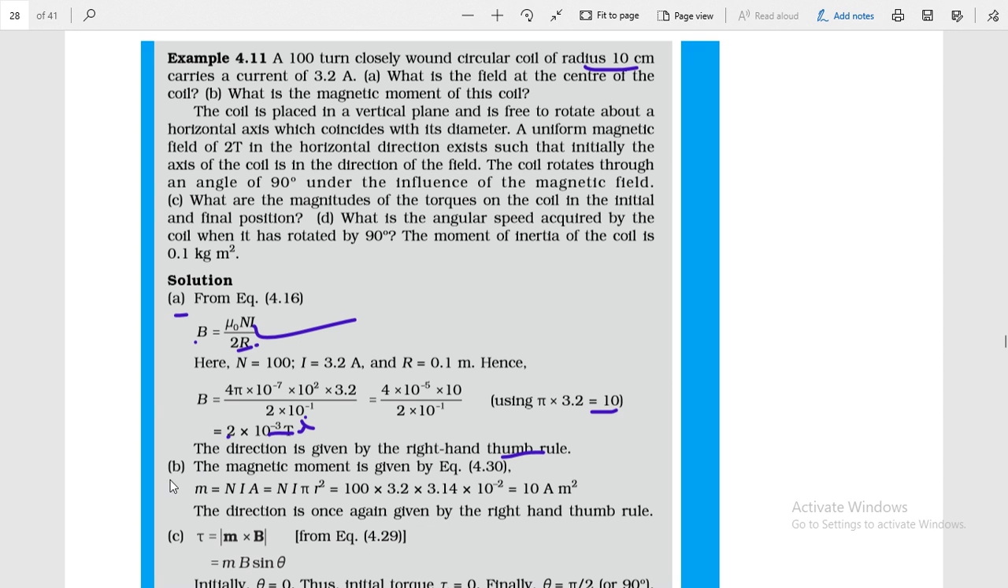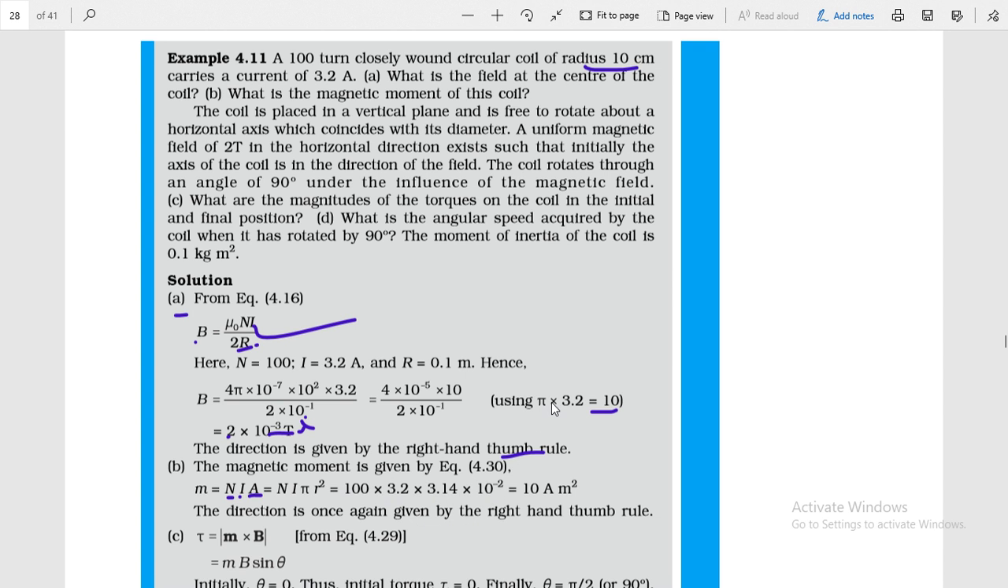Let us solve part B. In part B, what is the magnetic moment of the coil? For this purpose, let us apply the formula for magnetic moment. The formula for the magnetic moment of an N turns coil is N I A, where N is the number of turns, I is the current in the loop, and A is the area of the loop. The values are already given in this question: 100, current 3.2 ampere, and area pi r square, where r is the radius, 10 centimeter, that is 10 by 100 or 0.1, squared. So you get 100 into 3.2 into 3.14 into 10 to the power minus 2.